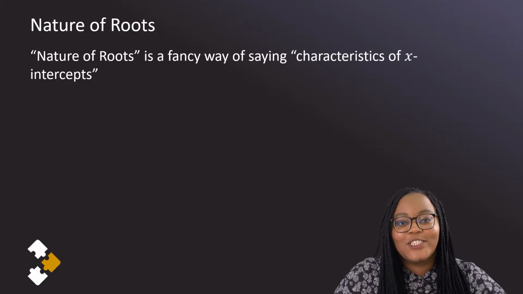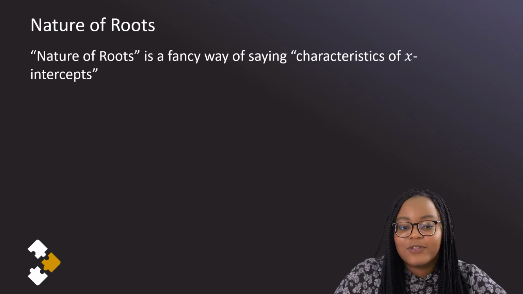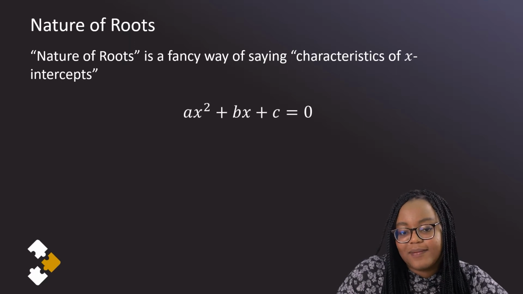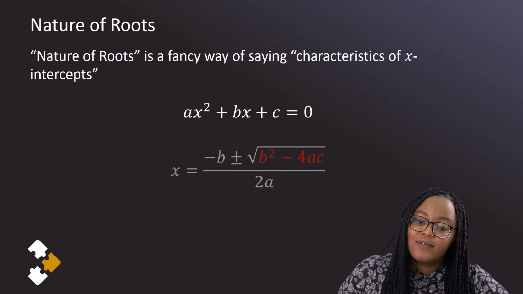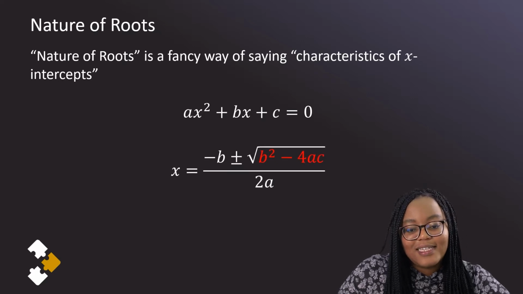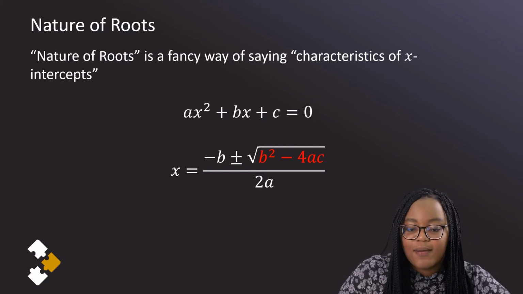Let's take a look at the nature of roots. Nature of roots is just a fancy way of saying the characteristics of x-intercepts, or how we would describe our x-intercepts. So here you have a quadratic equation and your quadratic formula. The thing that is underneath the root sign is what we're going to use to describe our x-intercepts, or to find out the characteristics of those intercepts.